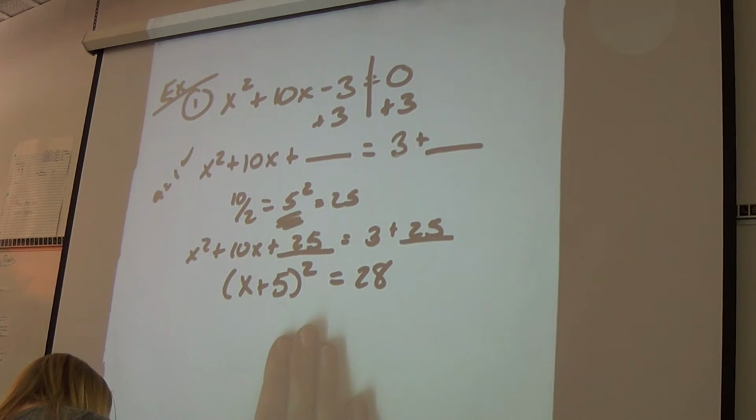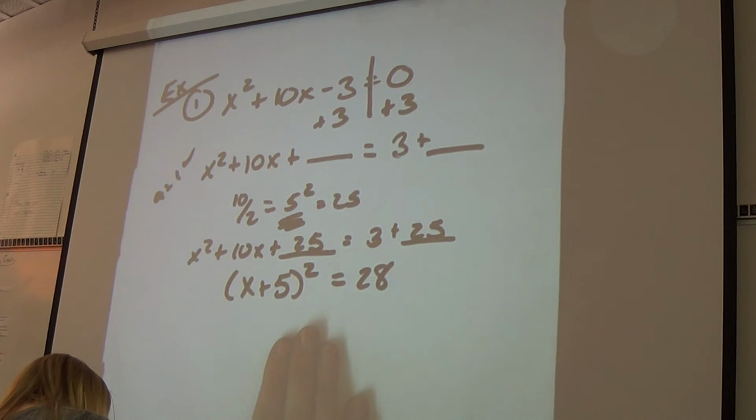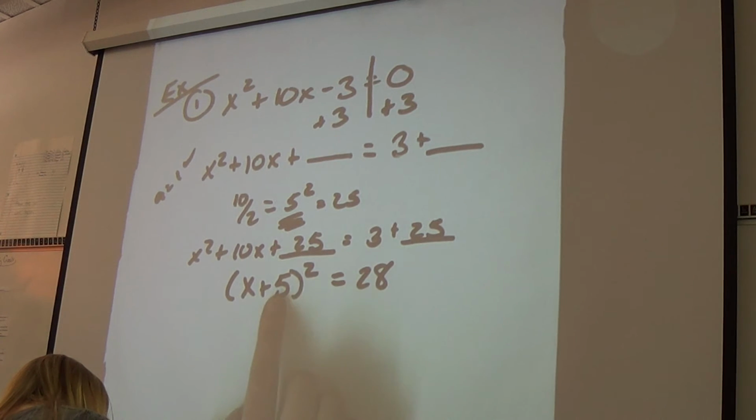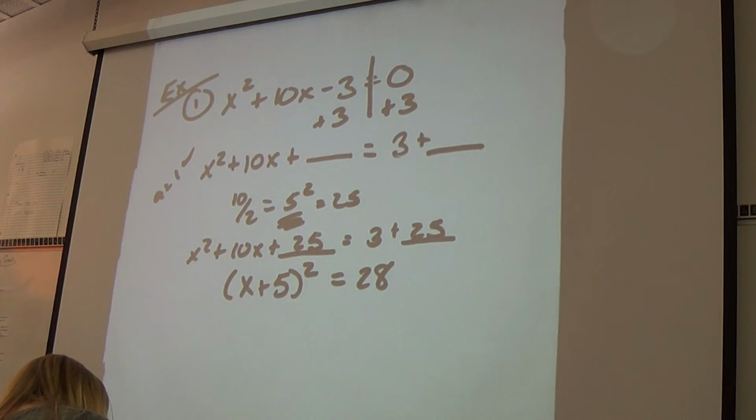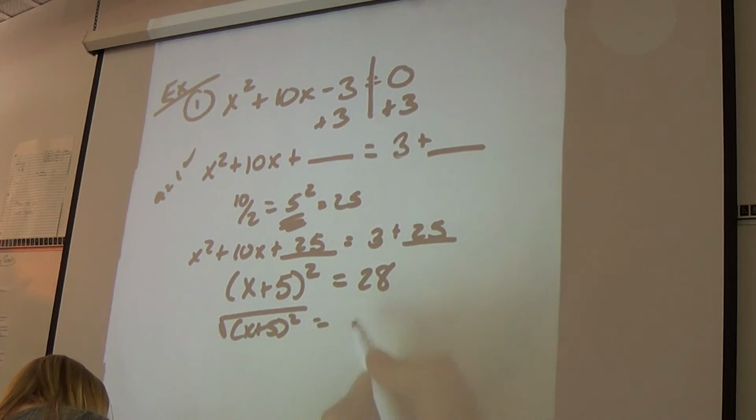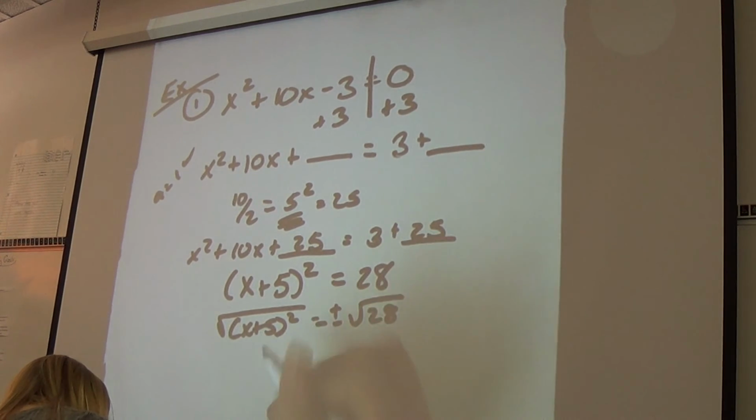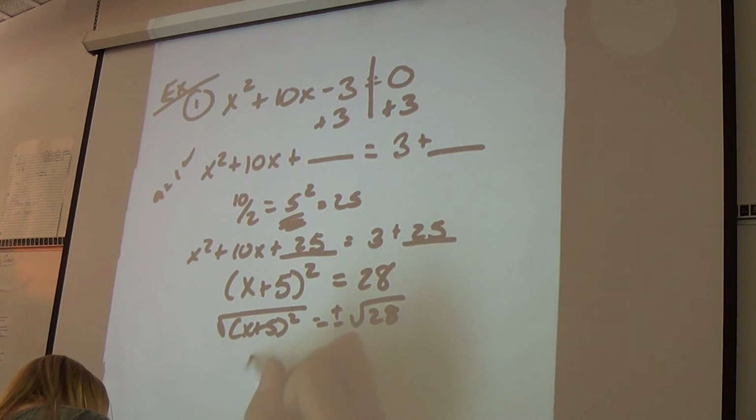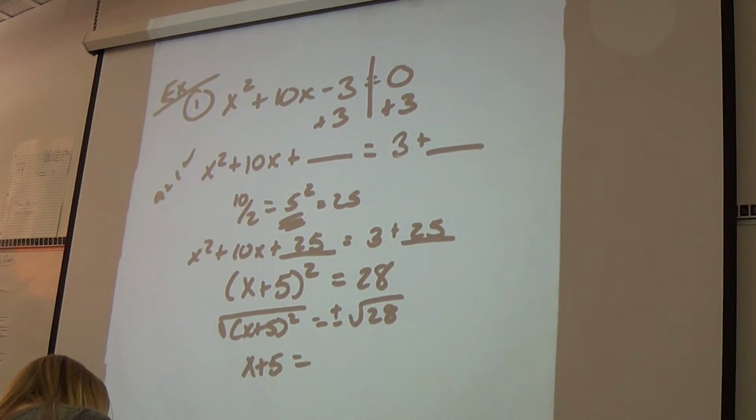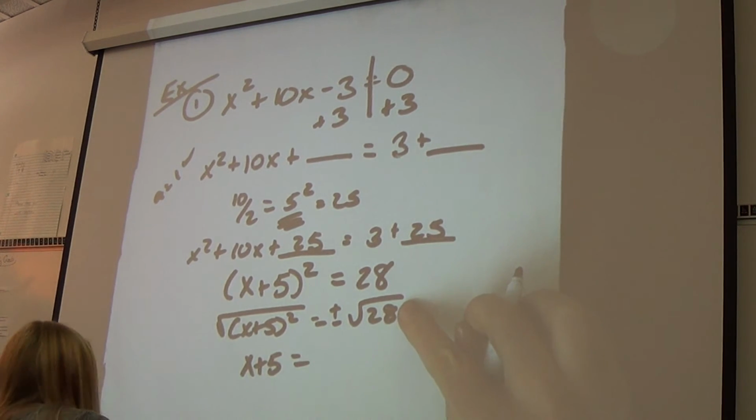This is a setup like what you've been dealing with for the past couple days. How do I solve this? Square root it. Yeah, I have a perfect square here. So to get rid of the square, we're going to square root both sides. The moment you throw down a square root, what do you have to do? Plus or minus. All right, so square rooting a square leaves me just x plus 5 equals, what do I have to do with the 28?